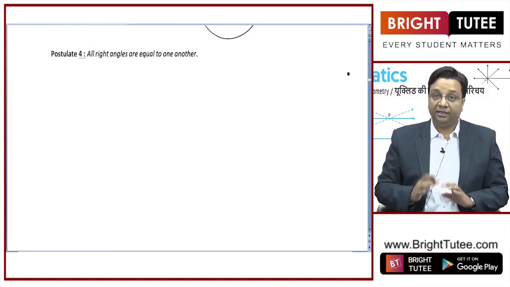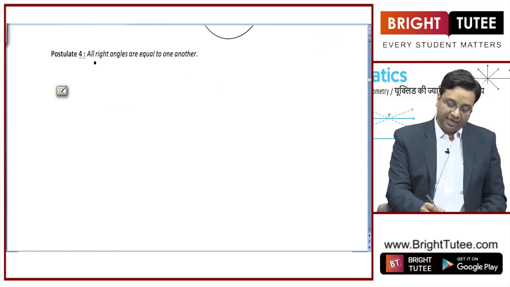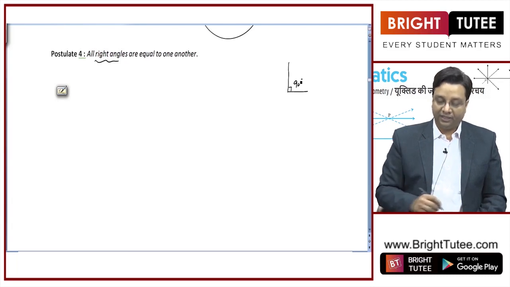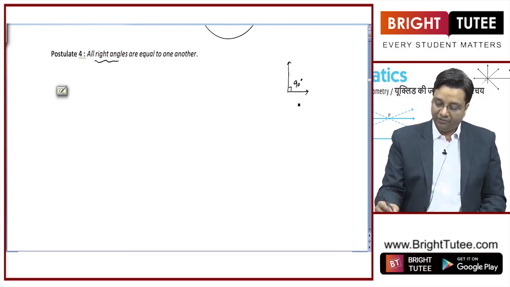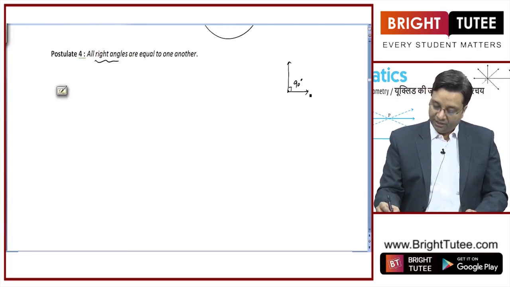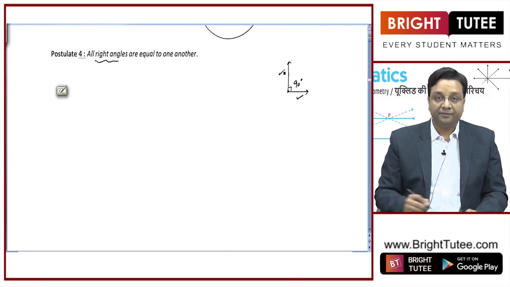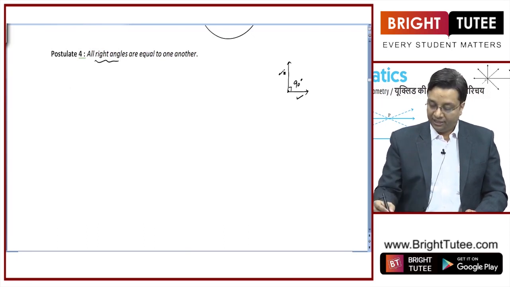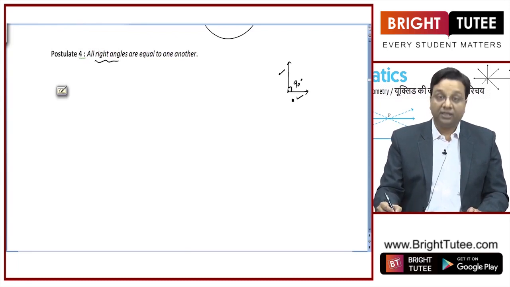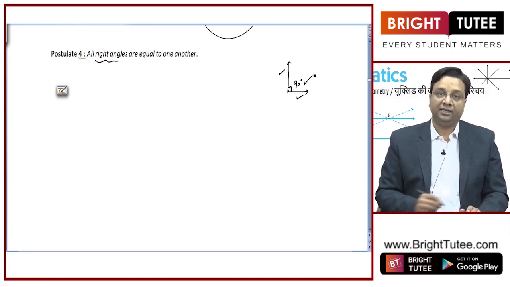All right angles are equal to one another. What is a right angle? A right angle is an angle with measure 90 degrees, right, or an angle made between two mutually perpendicular rays. Okay. So the initial point of these two rays is same, right, and these two rays are mutually perpendicular. So this angle is known as right angle and its measure is 90 degrees.